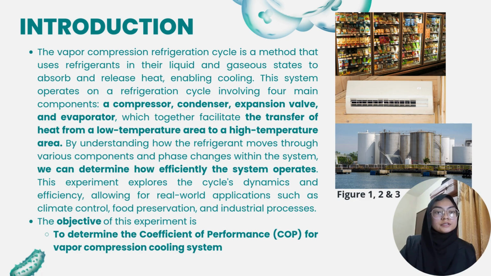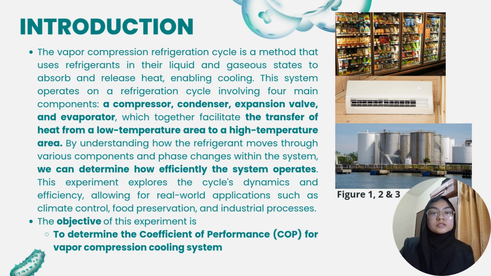For introduction, the vapor compression refrigeration cycle is a method that uses refrigerants in their liquid and gaseous states to do cooling, which is to absorb and release heat. And also, when cooling happens, the heat is transferred from a low temperature area to a high temperature area. So this system consists of four main components. First one is the compressor, condenser, expansion valve, and also evaporator.